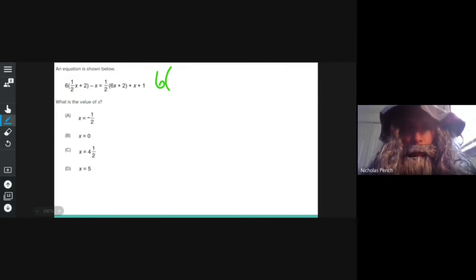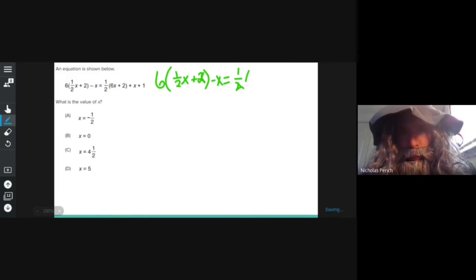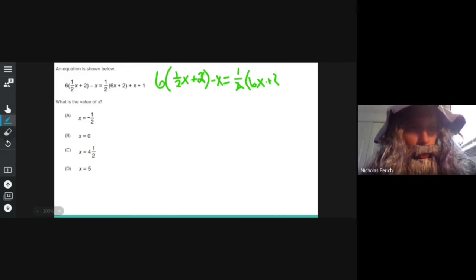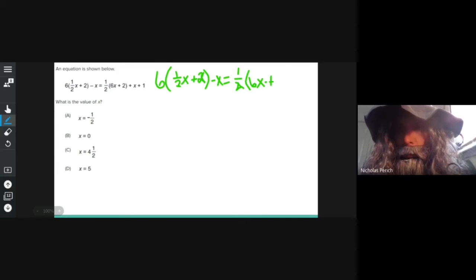I have 6 times the parentheses 1/2 x plus 2. That's a plus 2, as you can clearly see. Minus x equals 1/2 times 6x plus 2, plus x plus 1. All of a sudden, everything got really slow on my end.